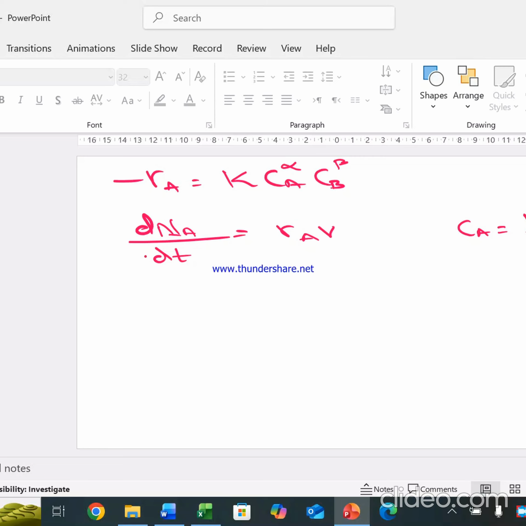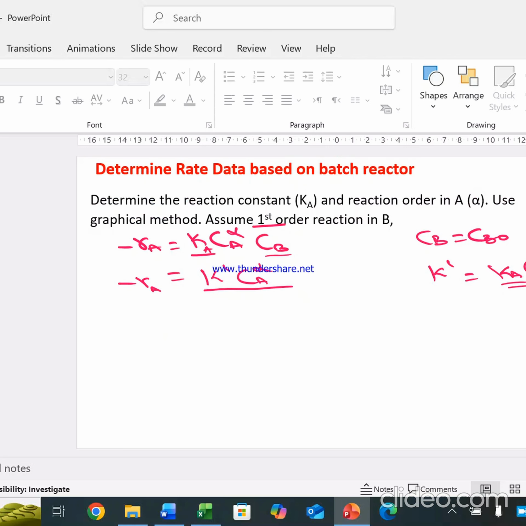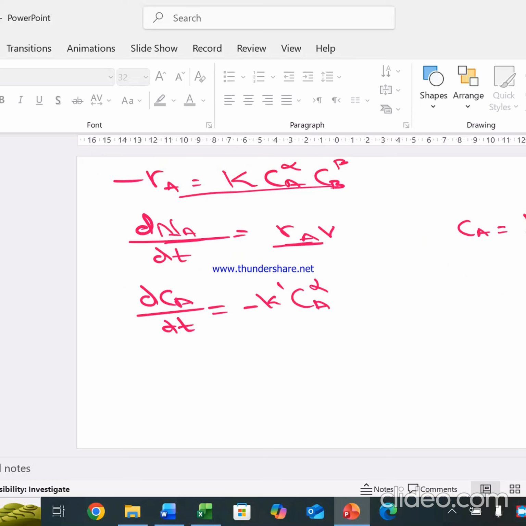So let's substitute this for rA and simplify. So we can have dCA/dt, NA divided by V, giving us dCA/dt equals, then substitute for rA, which is now minus k prime CA^alpha. Remember, I've told you our k prime is now kA CB, since both of them are constant. So we'll use it to simplify in order to get our alpha out first.